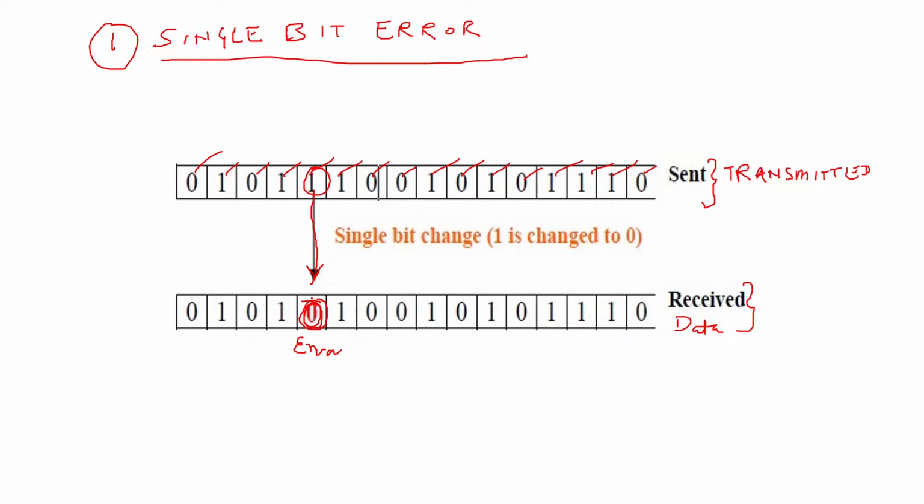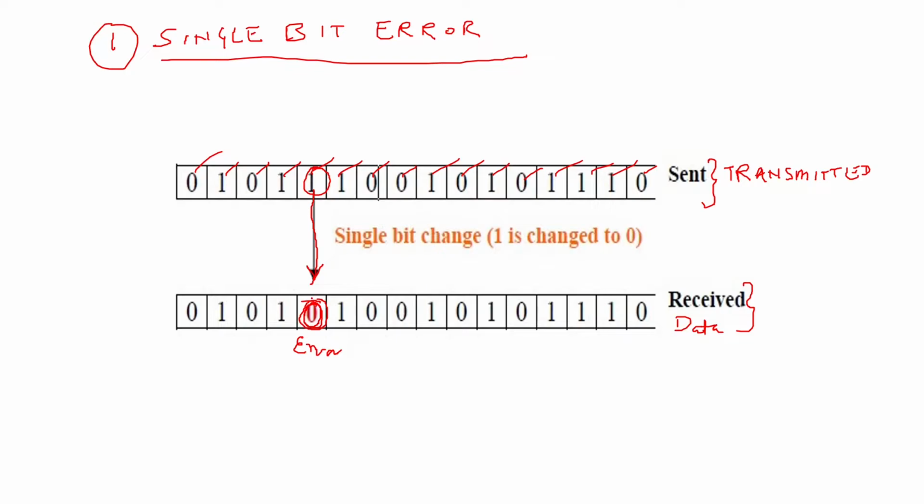There is an error because of noise and distortion, and that error is happening for one bit. When the received data is changed by one bit, if 1 becomes 0 or 0 becomes 1, then it is called a single bit error. So you can define single bit error to mean that only one bit of the given data unit is changed from 1 to 0 or 0 to 1.